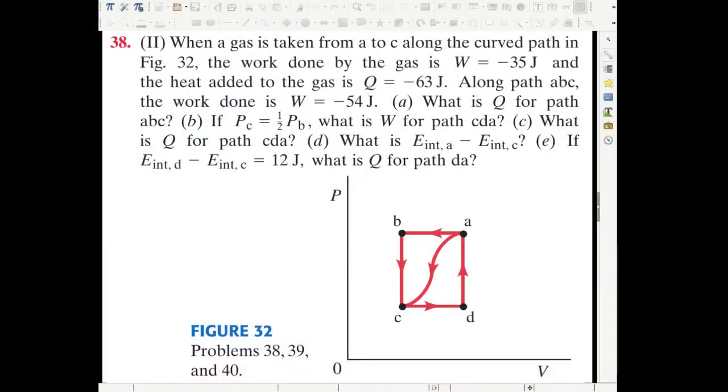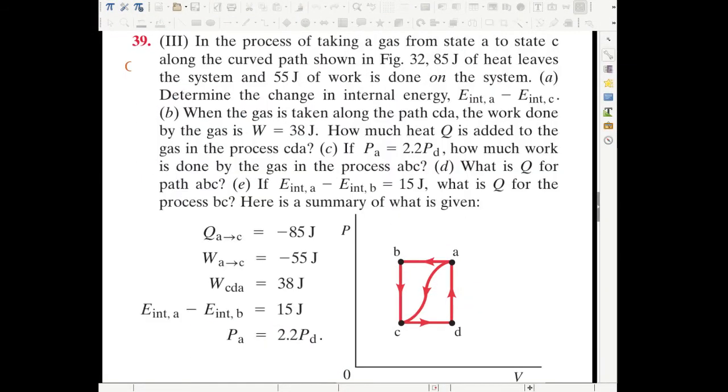Okay. So for the next problem, we have the same diagram, but this time the numbers are obviously different, the ratios are different, and so on and so forth. So we have in the process of taking gas from state A to C along the curved path shown in this figure, 85 joules of heat leaves the system and 55 joules of work is done on the system. So here they're not seemingly being as helpful as in the previous problem, but they are, because at the very end they're actually just giving you all the numbers. So we can just read this as QAC is minus 85 joules and WAC is minus 55 joules.